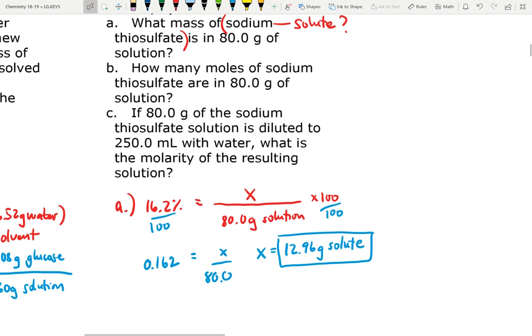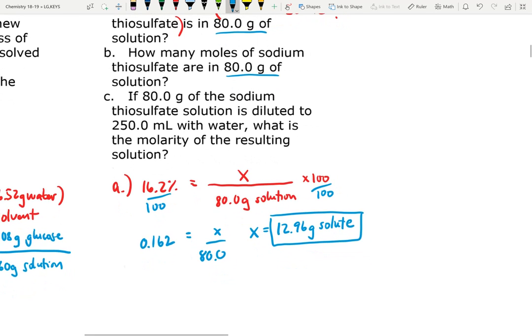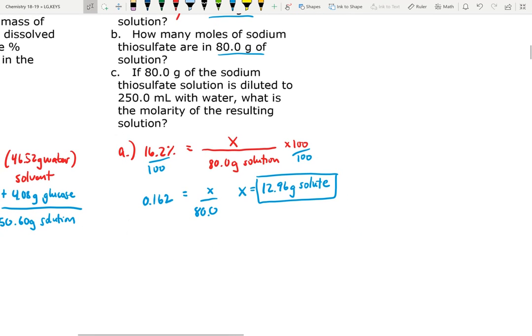Now, it wants to know how many moles of sodium thiosulfate are in 80 grams. That's the same thing we were just asked, right? 80 grams of solution, 80 grams of solution. So really what they're asking us to do is take those grams that you just calculated and convert them into moles. Now that would be really handy because that way we could get to a molarity of the solution or something else that might be useful. Based on the number of moles, we could do some stoichiometry or all kinds of things.